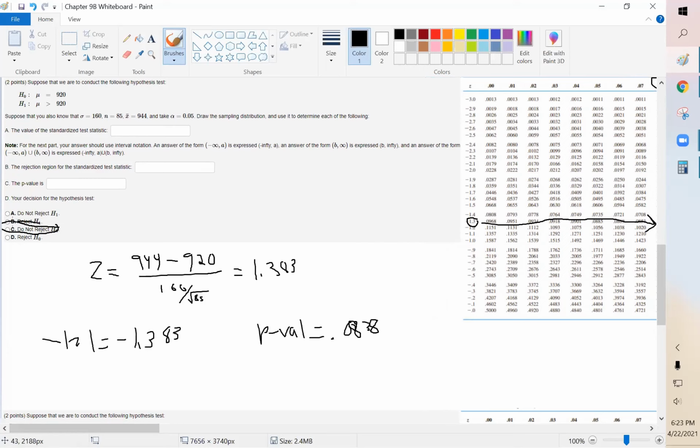And again, A and B are nonsense because they deal with the alternative. We never reject or fail to reject the alternative. We either fail to reject the null or accept the alternative. Because if we reject the null, then we're accepting the alternative.